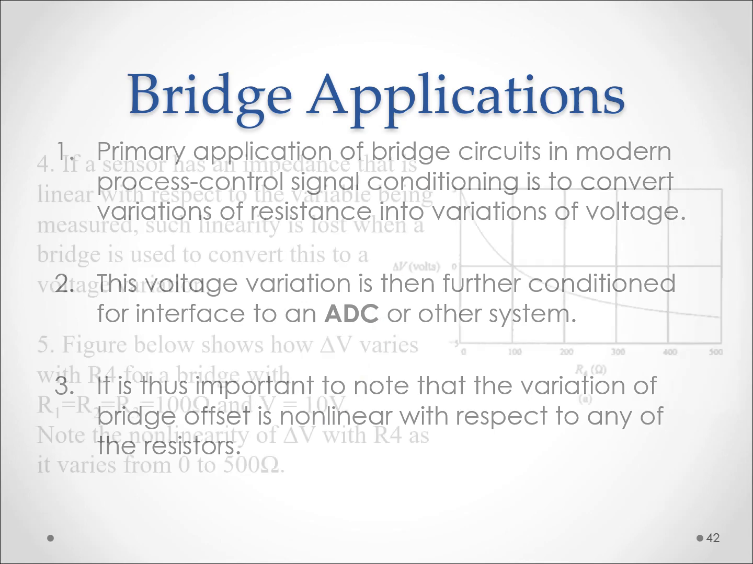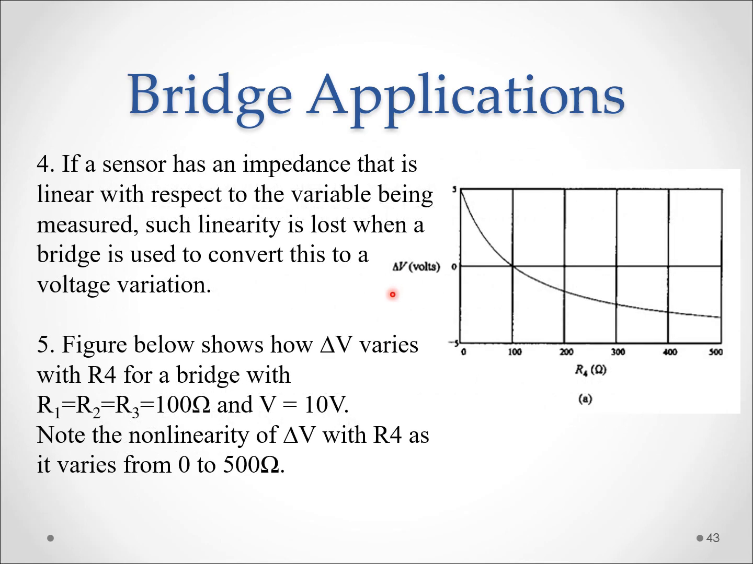The relationship between the change in voltage delta V and the change in resistance, specifically resistor R4 in the bridge, isn't always perfectly linear. As you can see in this graph, when the resistance of R4 varies significantly, the resulting voltage change becomes progressively less predictable. This non-linearity can introduce error in our measurement. Imagine a sensor whose resistance changes perfectly in proportion to the quantity we're measuring, in this case temperature. By using a bridge, we lose the perfect linearity, making it harder to accurately interpret the voltage signals.